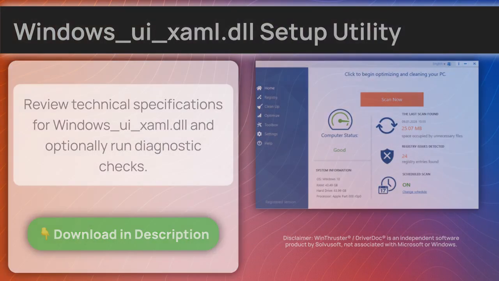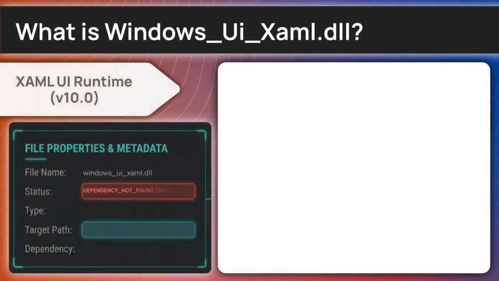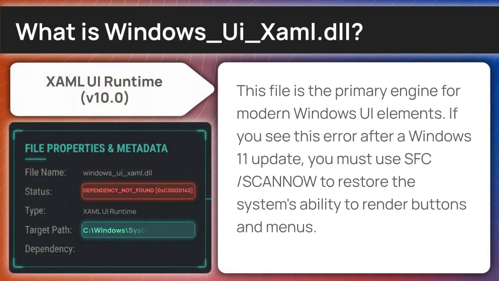This is the Windows User Interface XAML module. This file is the primary engine for modern Windows UI elements. If you see this error after a Windows 11 update, you must use SFC /scannow to restore the system's ability to render buttons and menus. Now let's dive into the solution, starting with a standard reinstallation.